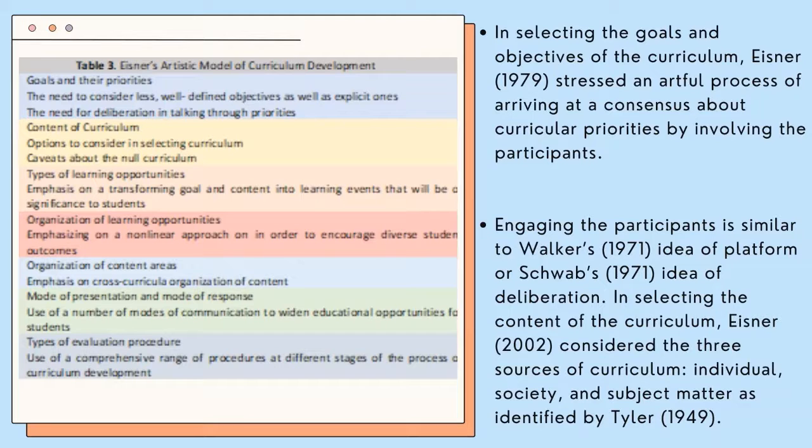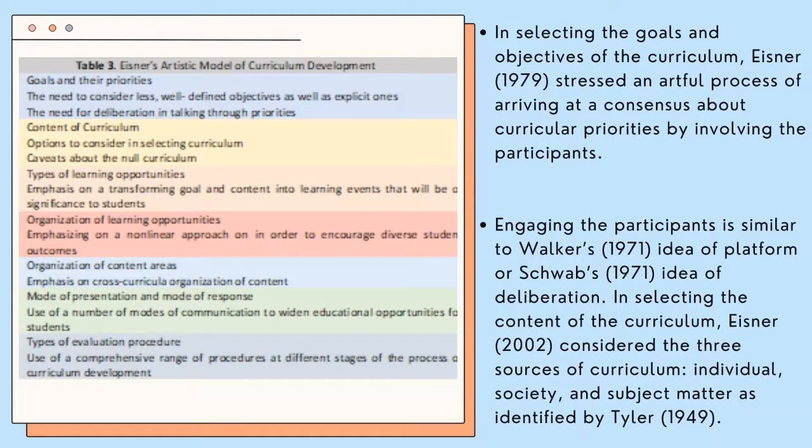In selecting this content, we have to consider some options like its relatedness to the goals and objectives, or are we going to present it in a chronological list, or would it be a simple to complex kind of sequence? And also, caveats about the null curriculum. So, we have to be cautious. Baka mamaya may naisama na pala tayo na hindi naman dapat ituro. Yung null curriculum na tinatawag censored. So, we have to be reminded of that matter.